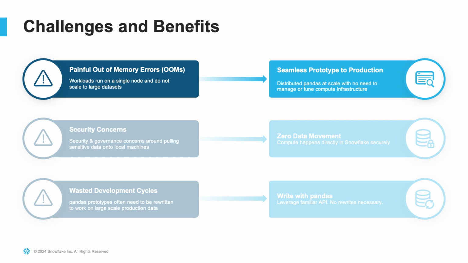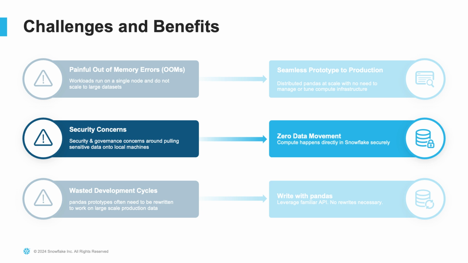With Snowpark Pandas, you can continue to work in Python by writing pandas code, and we take your code and automatically transpile it to run on Snowflake, so that you get the benefits of distributed pandas at scale without having to worry about managing or tuning your compute infrastructure, so you can seamlessly take your pandas code from prototype to production.